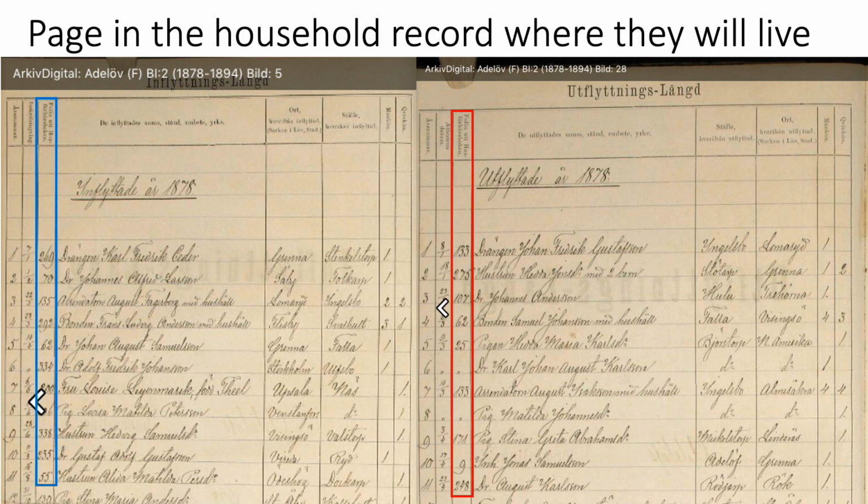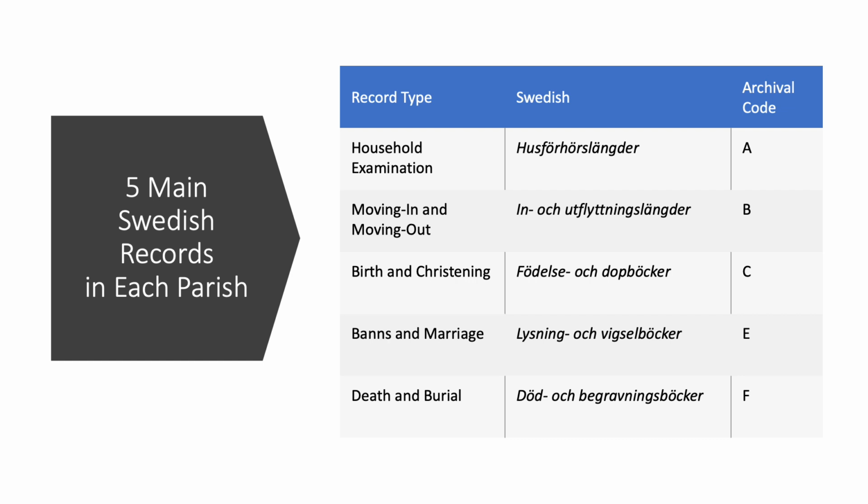And these two columns are very helpful, indicating the pages where you can find the person or the family moving in or moving out in the household examination records. Now that we have had a brief introduction of the 5 basic Swedish church records, we are ready to learn a strategy in our next video that will teach us how to find the records and use them to discover complete families.